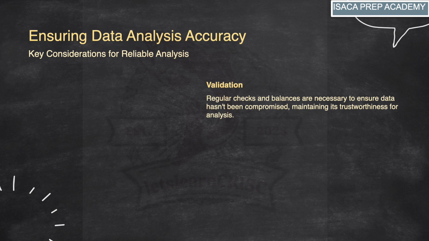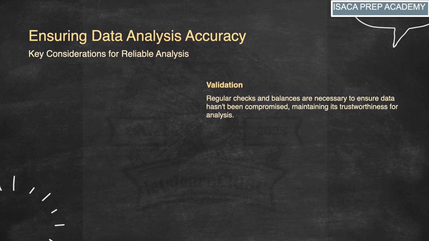Friends, validation is like double-checking to make sure something is correct. In the context of data, it means regularly reviewing and verifying that the information has not been tampered with or changed in any way. This is important to ensure that the data remains trustworthy for analysis. Just like how you might double-check your homework answers before submitting them, validating data involves implementing checks and balances in maintaining its integrity.